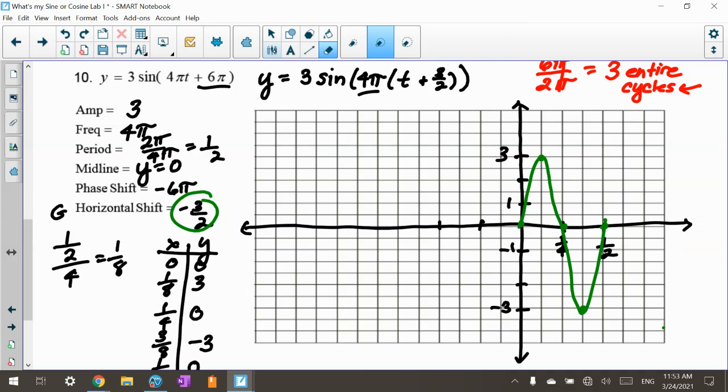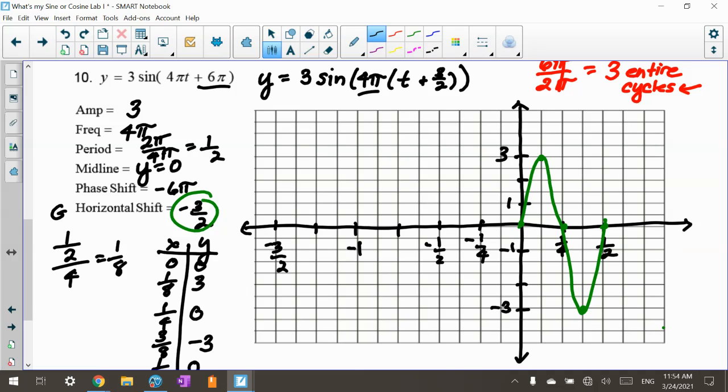Let's try that again. -1/4, -1/2. Okay, then I've got to go again. So that's going to be, right, -3/4, -1. So there's a half, there's -1, and then I'm going to do -1/2, -3/2. So I went all the way backwards.